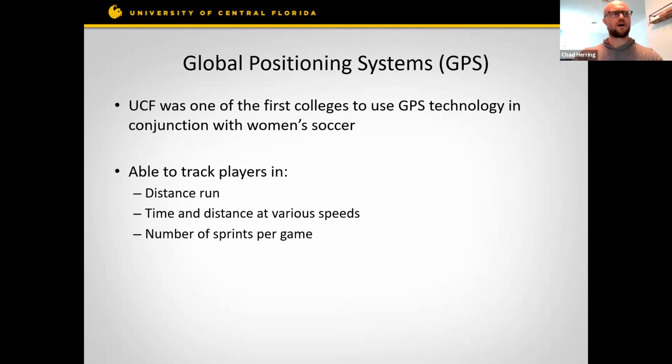And I know one of our now PhD students, for her master's thesis, looked at how environmental conditions affect distances, times, and number of sprints per game in women's soccer. I believe it was UCF women's soccer, and differences based on humidity, temperature, etc. So if you want more info on that, I'll definitely give you her name and you can reach out.